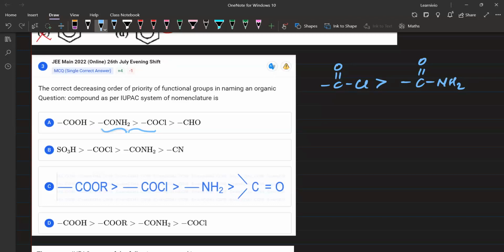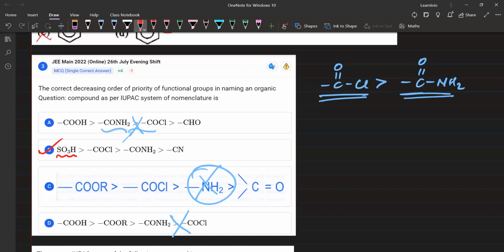So if you look at the orders, this will not be right. Okay, this is fine. Cl NH2, this is not. Also, this is not right because acyl halide has higher priority than the amide. So in that case, only this option is correct. SO3H has the highest priority, followed by the acyl halide, that is acyl chloride in this case, and then the amides, and then the nitrile. If you want, please also write the complete order.